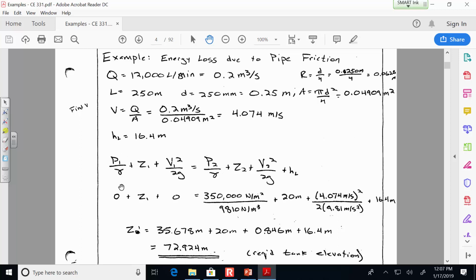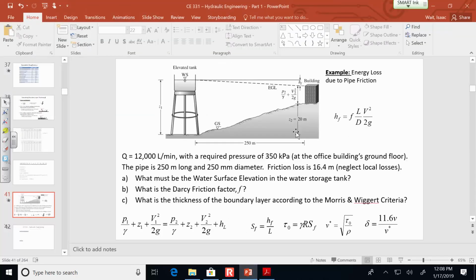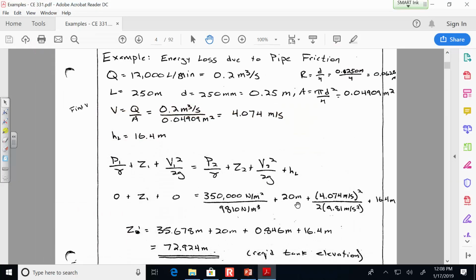Okay, so you can see all the substitutions that I've made into the energy equation. P1 is 0 since we're at the free surface of the water inside of the tank. Z1 is what we're solving for. The velocity of the water inside the tank is 0. P2 is the pressure that we're trying to achieve at the bottom floor of that building. Z2 is the given elevation from the sketch. You can see that the elevation above our datum is 20 meters for the building. And then we've got the velocity head and the given head loss.